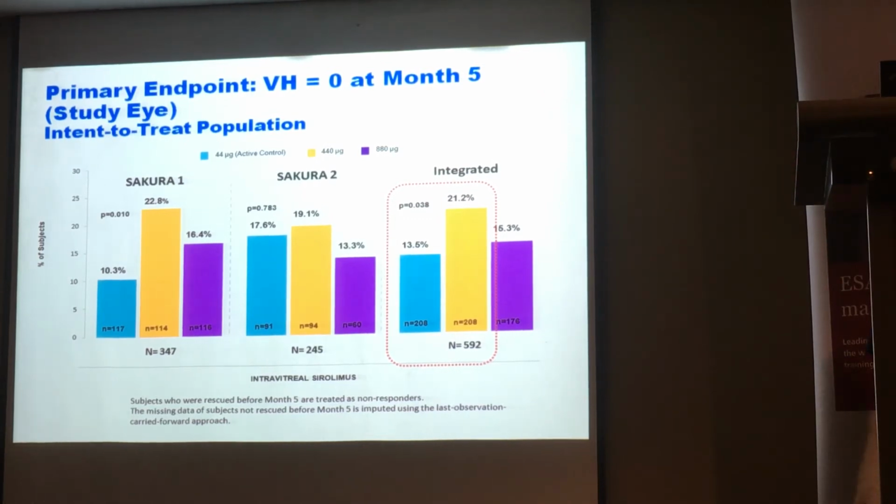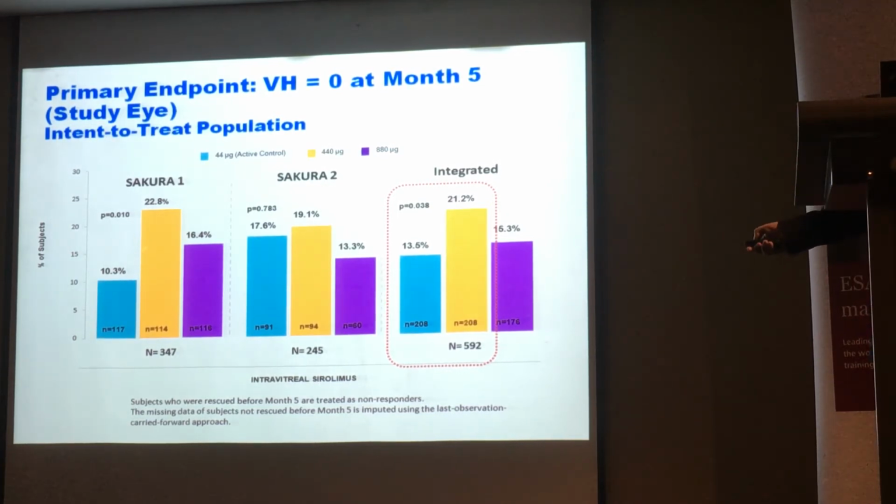So they had to go back to the drawing board and have a new set of studies, because one had a positive effect, one did not. Can you see, SAKURA 1 was statistically significant, SAKURA 2 was not. So when you have a disagreement between two studies, same design but done in different places, usually FDA will not approve. And so this drug was not approved.